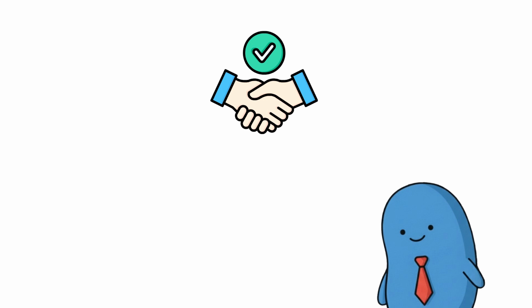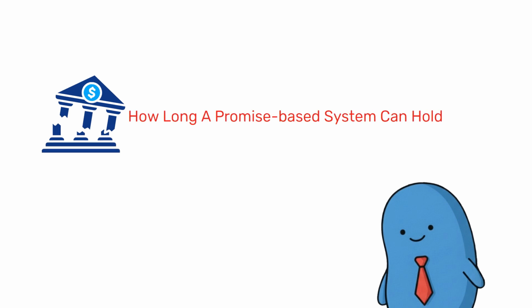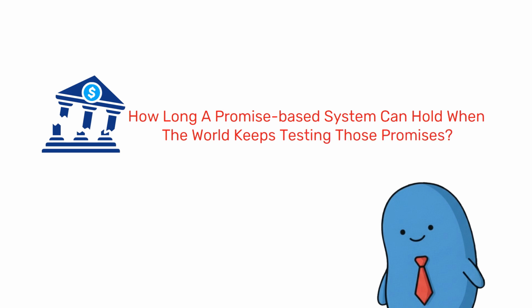But trust isn't invincibility. Every system has limits. The real question isn't whether the dollar collapses tomorrow. It's how long a promise-based system can hold when the world keeps testing those promises. And that leads us to the final piece of the story, what all this means for you.